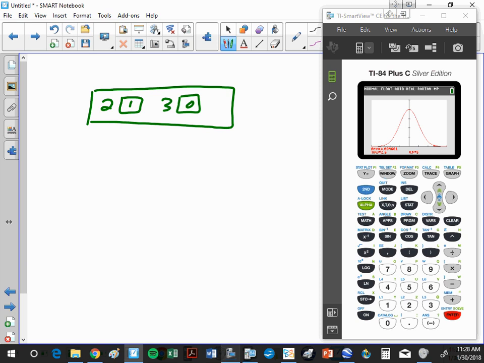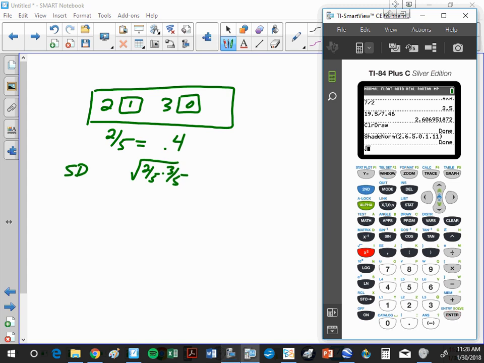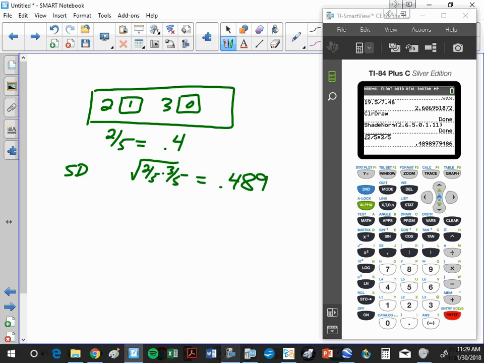So the average of the box is going to be 2 divided by 5, which is 0.4. The SD of the box is 1 minus 0 times the square root of 2/5 times 3/5. So square root of 2/5 times 3/5. So 0.489. Okay.